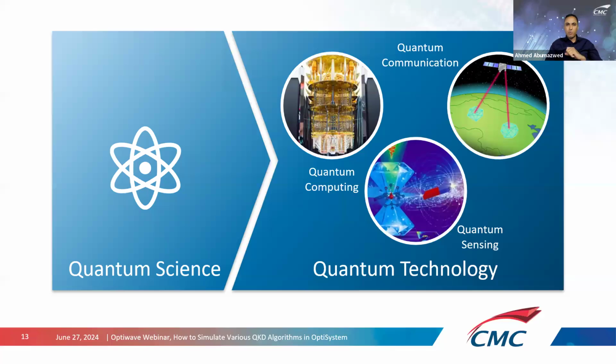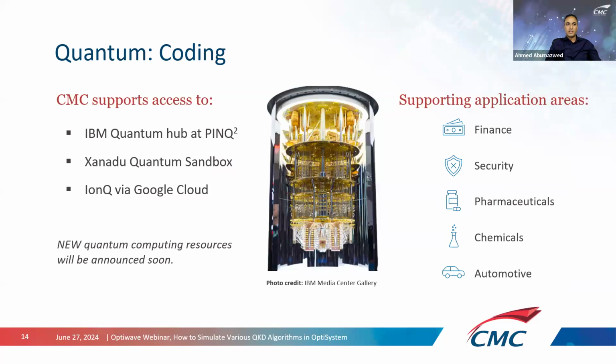This brings me to the quantum services. As I mentioned, we have a dedicated team working on bridging quantum science to quantum technology, including quantum computing, quantum communications, and also quantum sensing. So we span all the applications. The quantum team can support you in accessing IBM Quantum Hub, Xanadu Quantum Sandbox, and IonQ via Google Cloud. All this is backed by engineering support. So we can actually support you if you need quantum computing for finance, security, or any other application.